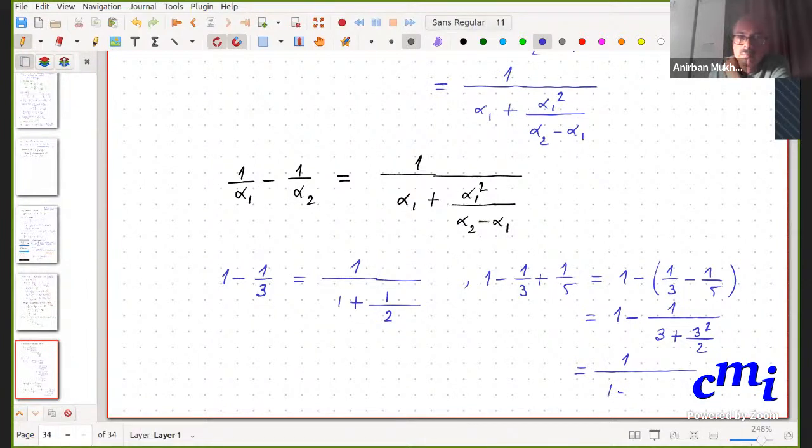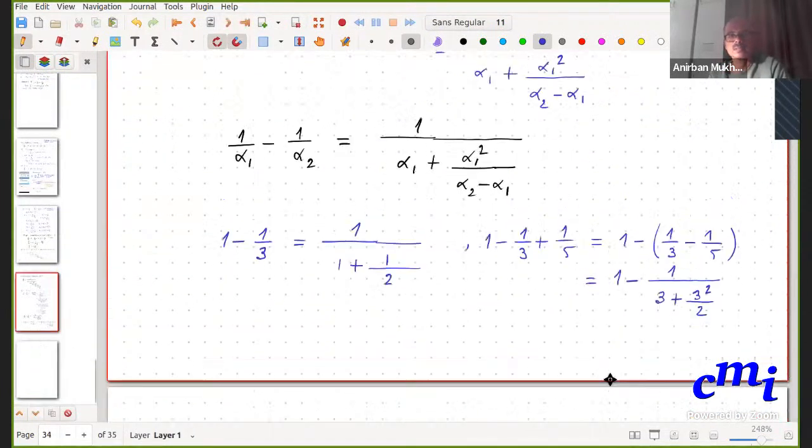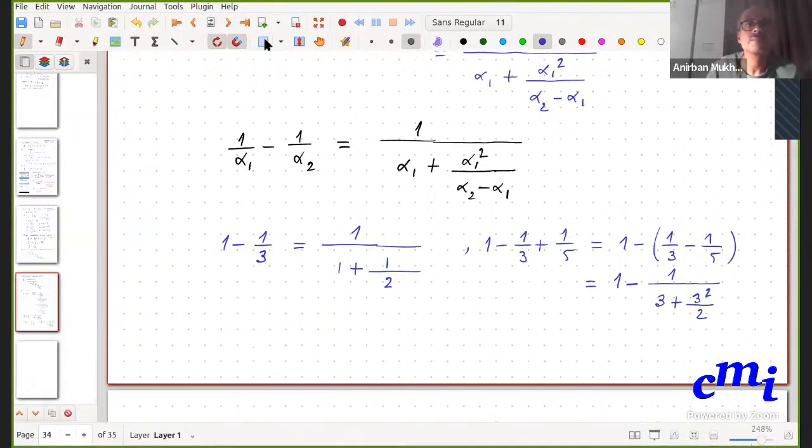So 1 plus 1 by, yeah, okay, the space is not enough. So just go to the next page. Just copy paste this.